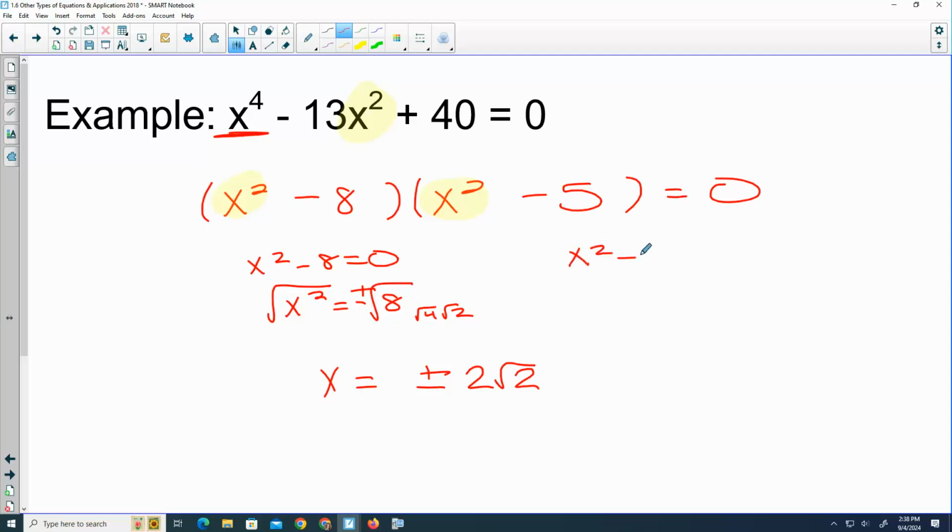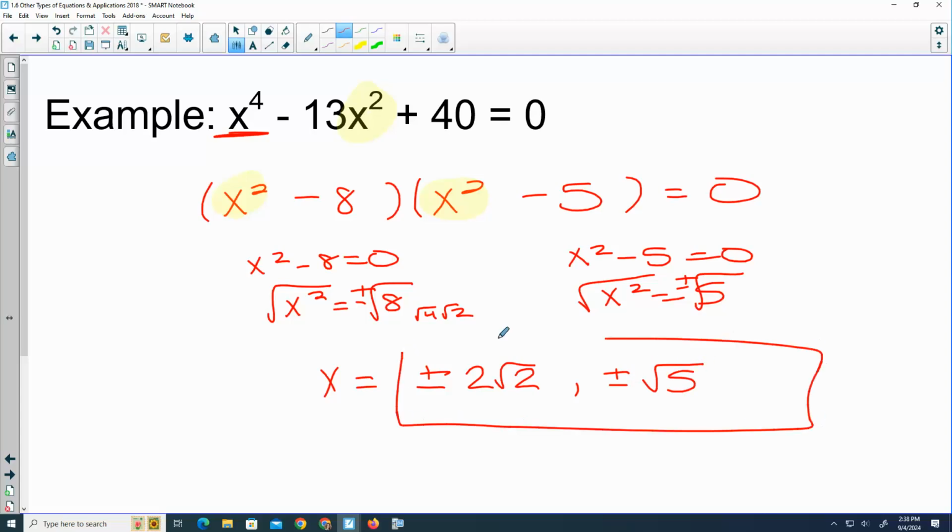Over here, x squared minus 5 equals 0, so x squared is equal to 5. Square root plus and minus, can we break down the square root of 5? No. So we get 4 solutions here. Positive 2 radical 2, negative 2 radical 2, positive radical 5, and negative radical 5. All right.